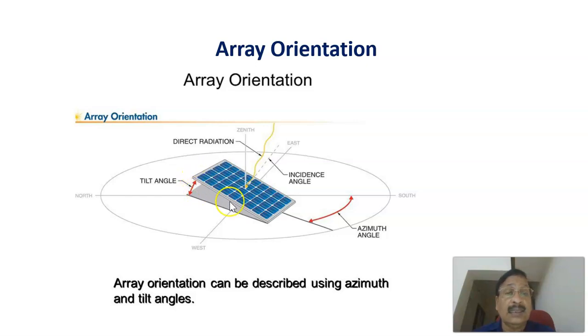This is called the tilt angle, and the angle made with the south is called the azimuth angle. This is the west, this is the east, and this is the south and north, and this angle is called the surface azimuth angle. The array orientation can be described, or defined, in terms of the azimuth angle and the tilt angle. Therefore, this is the radiation incident on the solar panel.